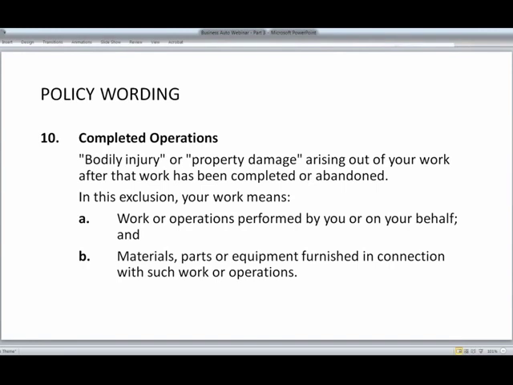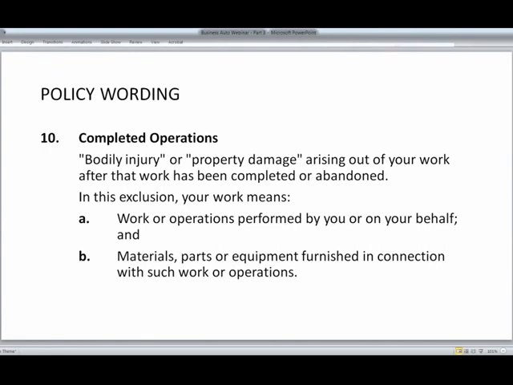Complete operation, same thing here. Once we get the horse into the barn, once we get the furniture delivered, once we get the beer delivered into the cooler, then the auto policy no longer covers that. The general liability policy picks that up. So we exclude bodily injury, property damage arising out of your work after that work has been completed or abandoned.